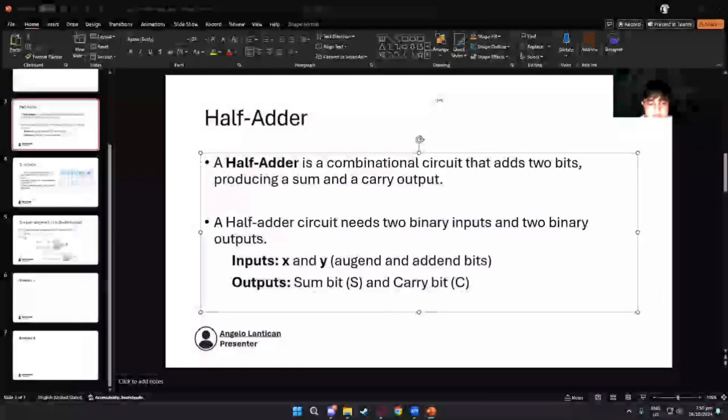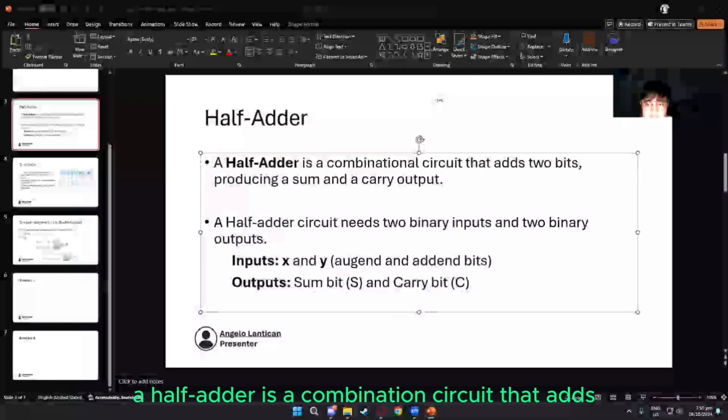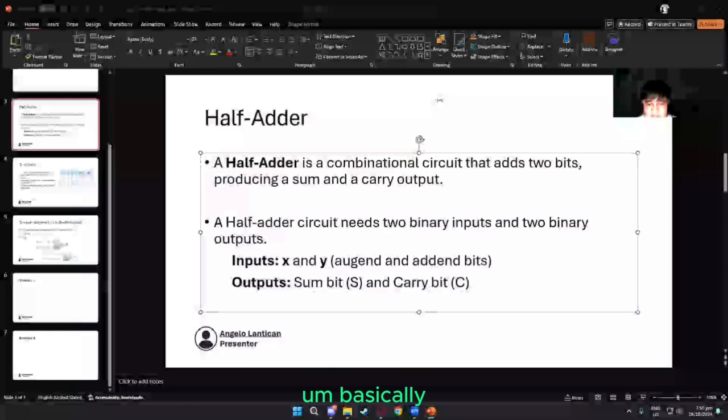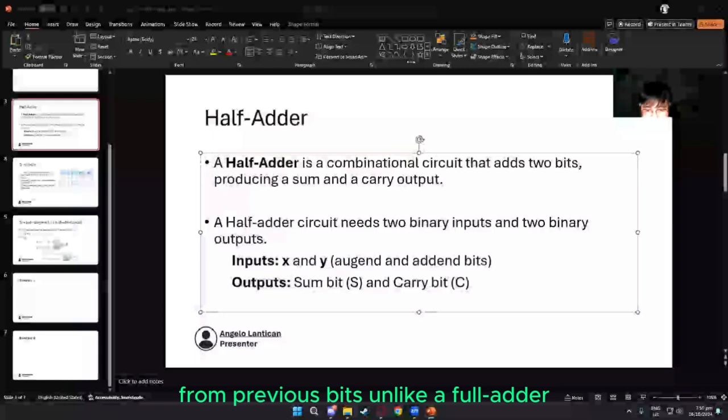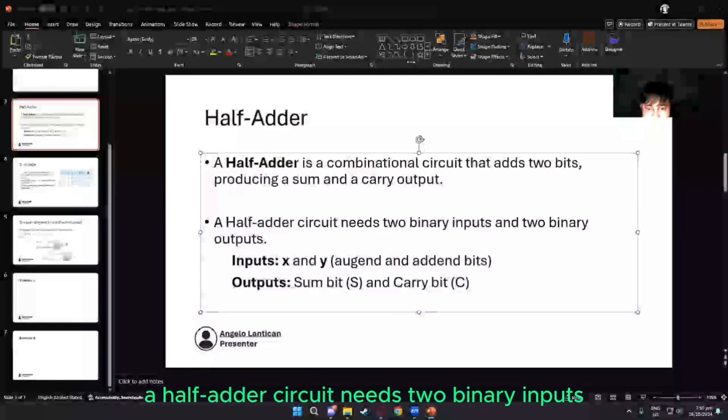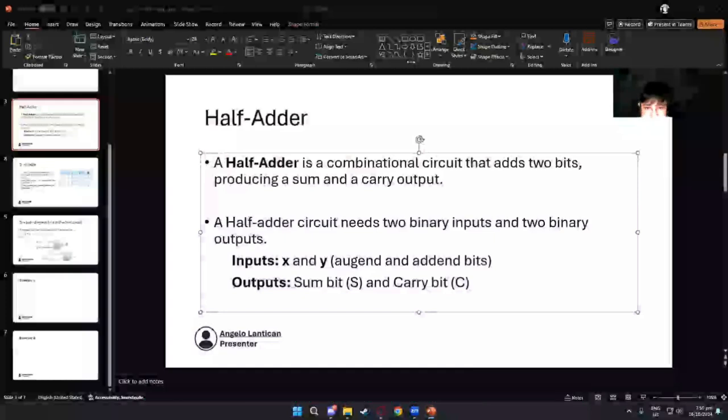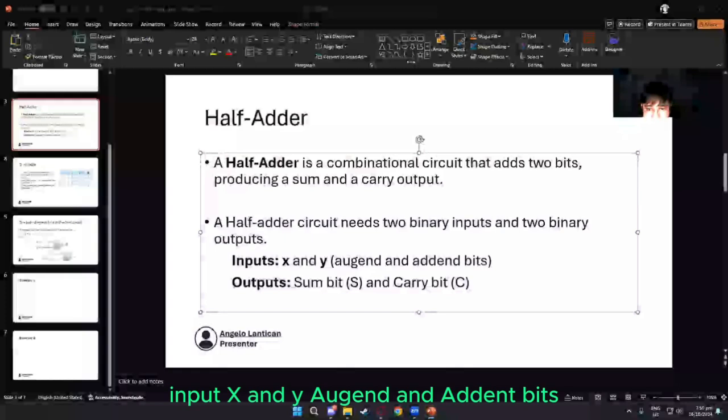Half adder. A half adder is a combinational circuit that adds two bits, producing a sum and a carry output. Basically, a half adder is a basic circuit used in digital electronics that helps add two binary numbers. It's called a half adder because it doesn't account for carrying in values from previous bits, unlike a full adder. A half adder circuit needs two binary inputs and two binary outputs. Inputs X and Y, the augend and addend bits. Outputs: sum bit S and carry bit C.